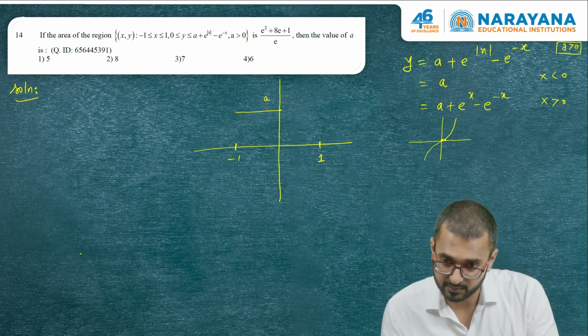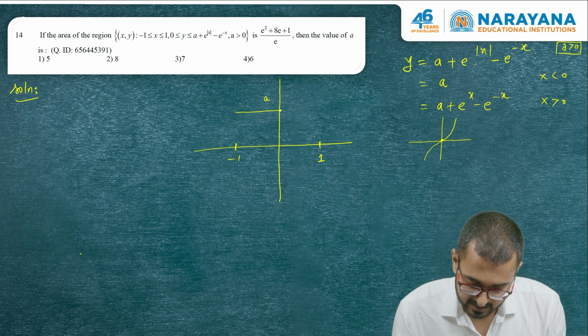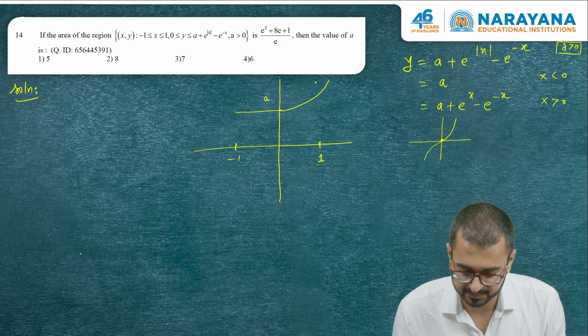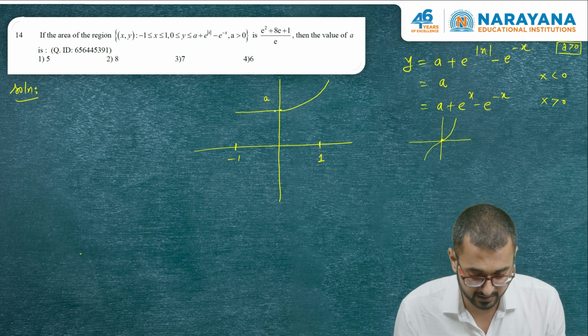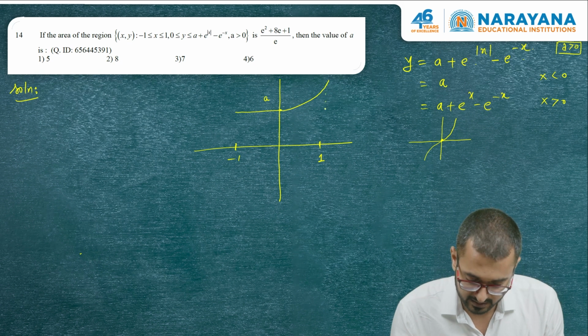So now this graph I have to shift a units up, that means my graph will again start from here and it will go like this, okay? So we got this graph, and now we want the area of this region. So let's find out the area of this region. So area of this region would be this total plus this total.